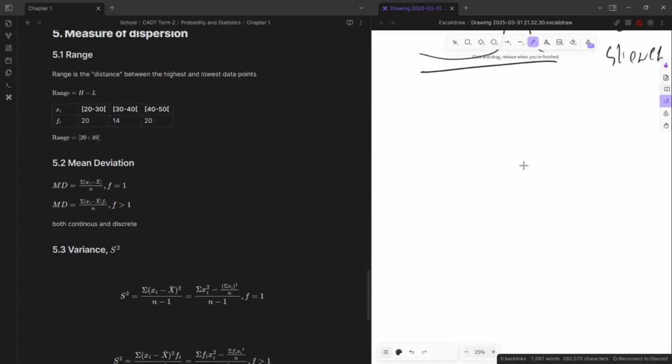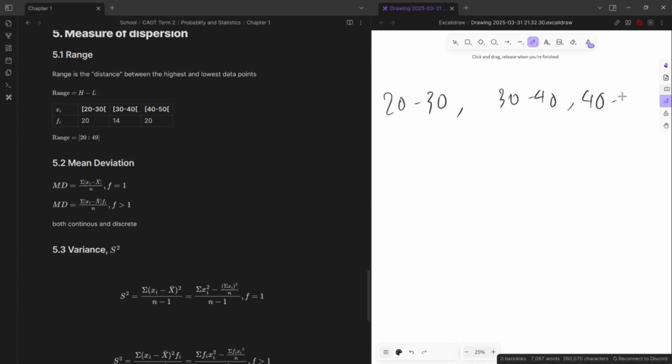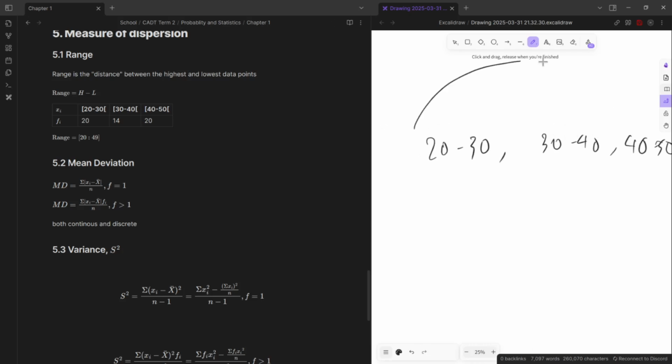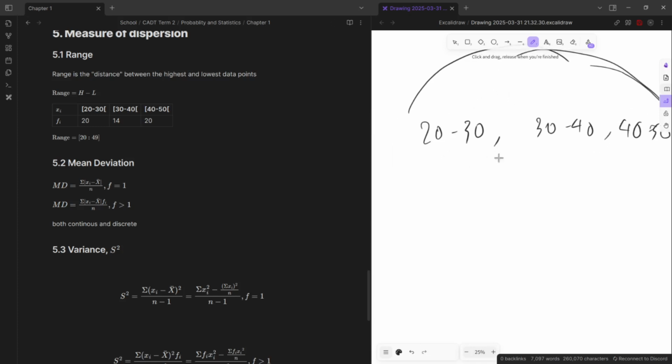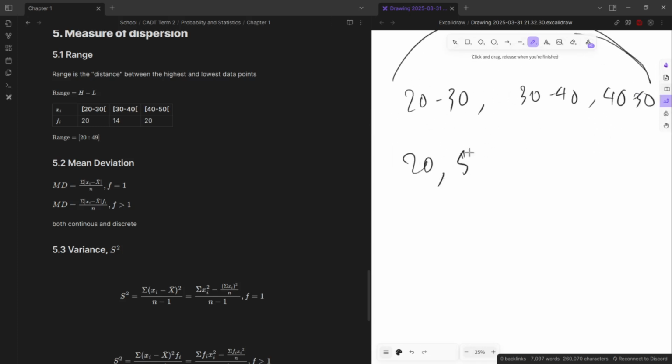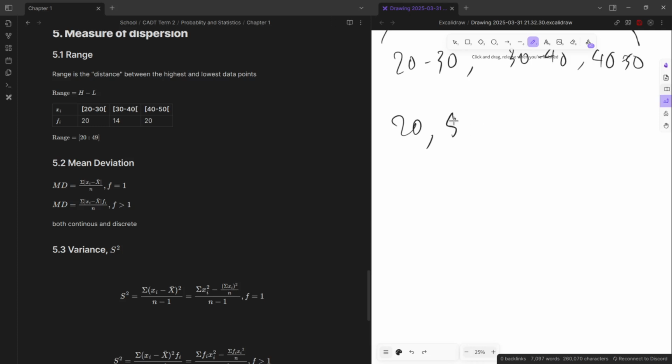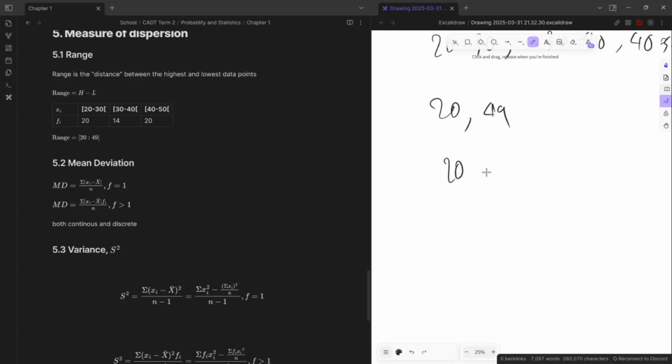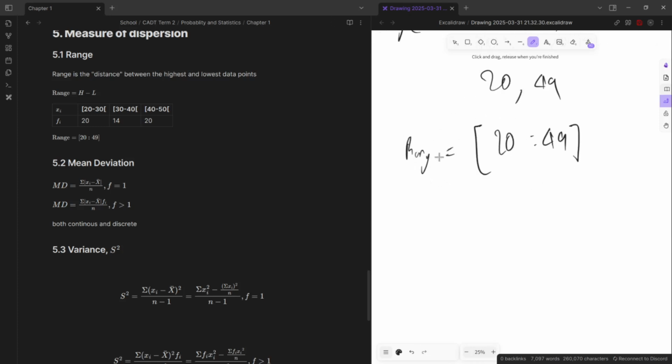Okay, measures of dispersion. We have range, classic. From 20 to 30, 30 to 40, 40 to 50. What is the range? What is the diagonal of this data set? The minimum is 20 and the maximum is 50, or 49. So our range is 20 to 49 inclusive. This is a set.